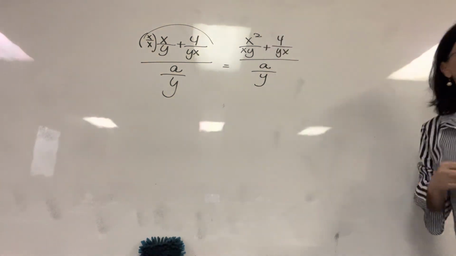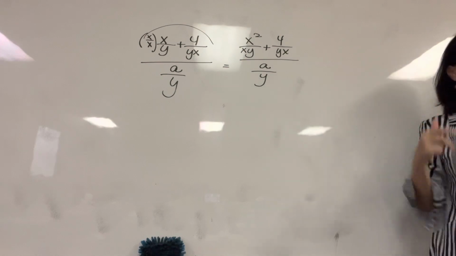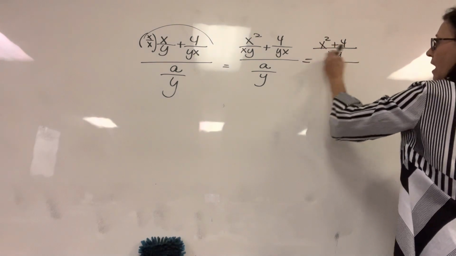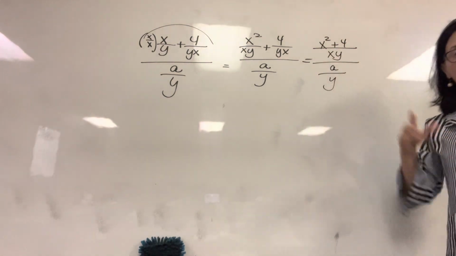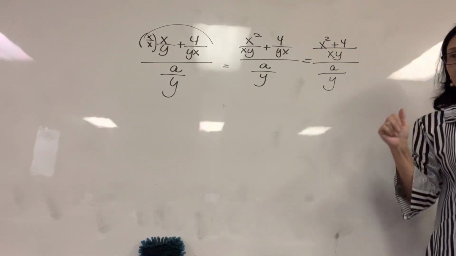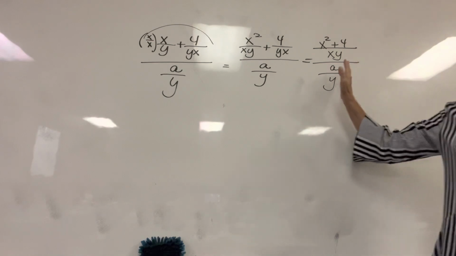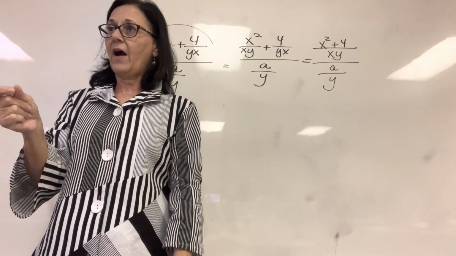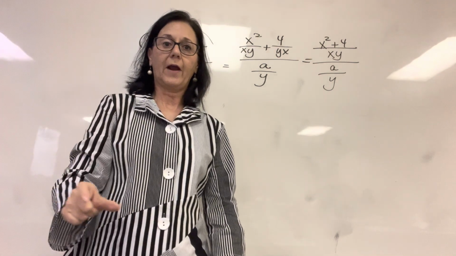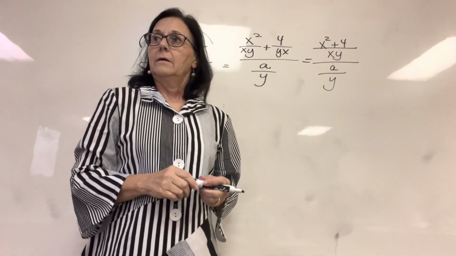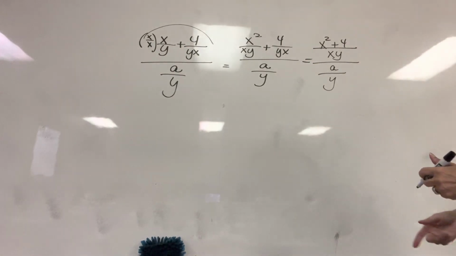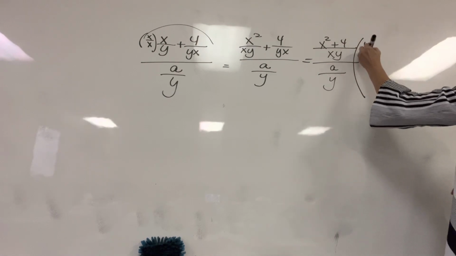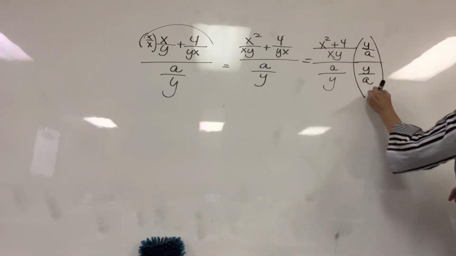Now I move that sign to the numerator, and it's x squared plus 4 over xy over a over y. Now I have a complex fraction like I've had before. How do I handle that complex fraction, Nathaniel? I want to simplify it. A numerator over denominator, not fraction over fraction. You multiply by the reciprocal. Which reciprocal? A over y. Correct. Reciprocal of the denominator over itself. Y over a over y over a.